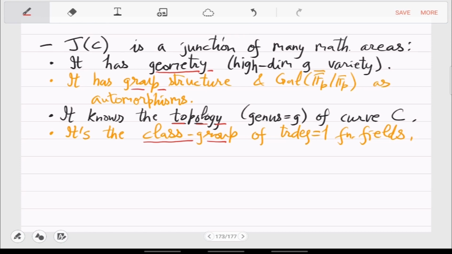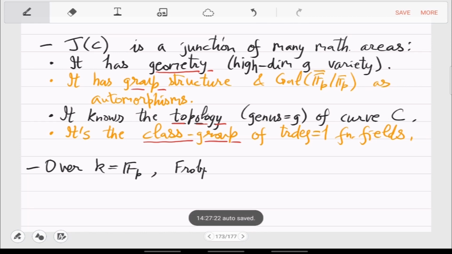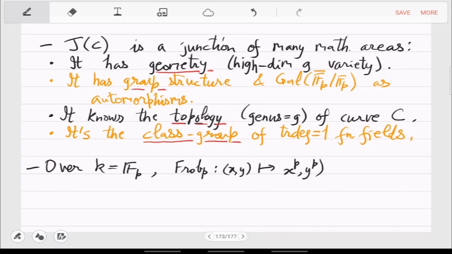So what we will do next is just study one, which is the primary aspect of JC or CL0C, which is the Frobenius action on it and counting points. So take the field to be a finite field. In fact, take the base field of constants to be just the prime field. In that case, you have a special map, which is the Frobenius map. So what does the Frobenius map do? It sends a point to this point. That will be the definition of Frobenius in this course.